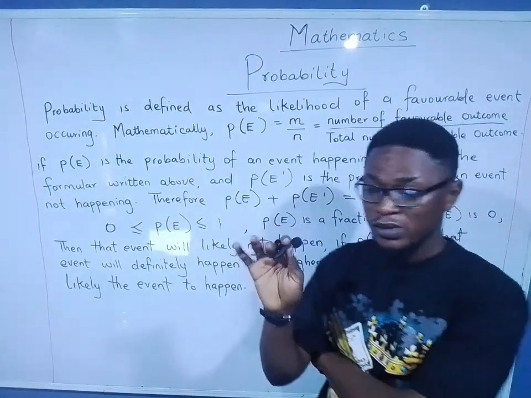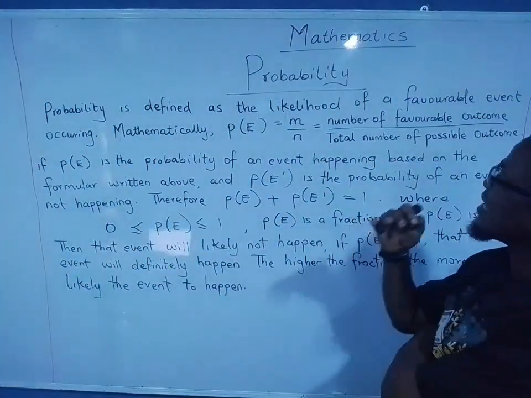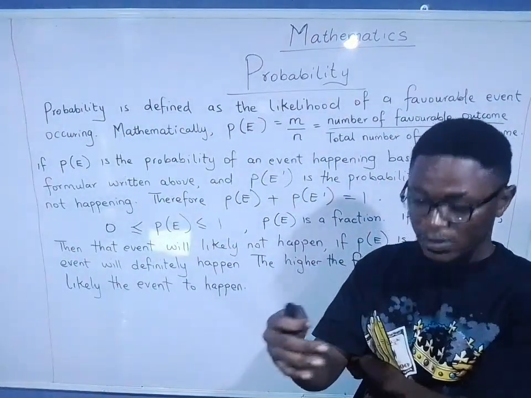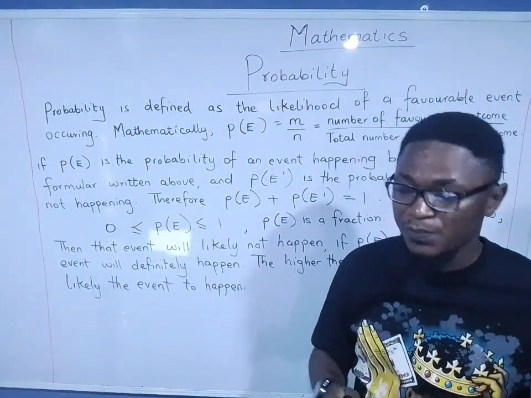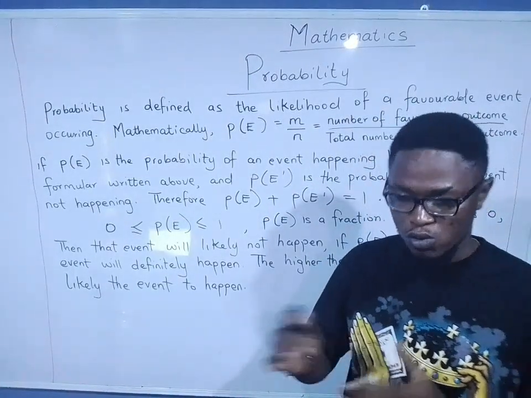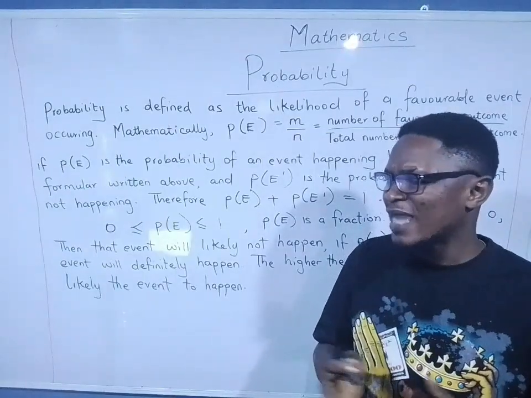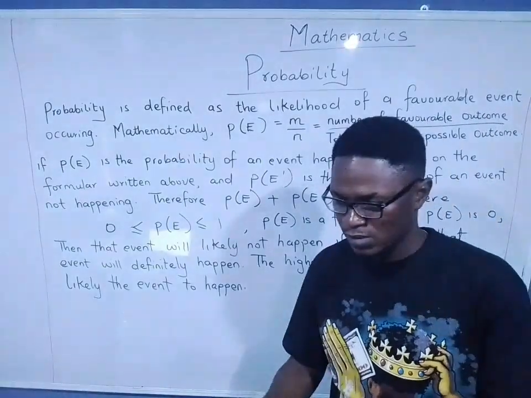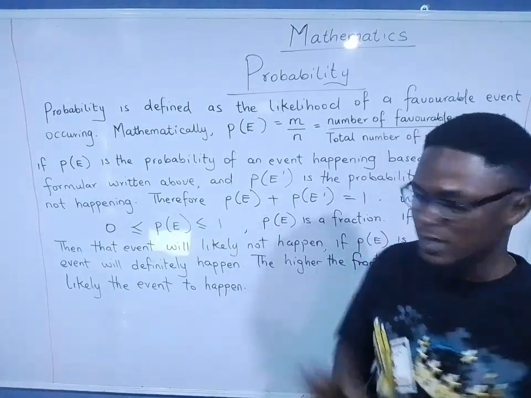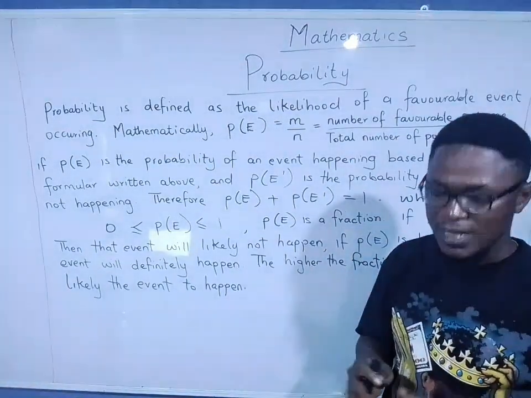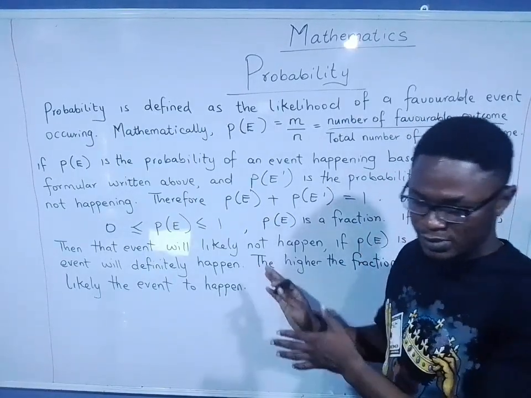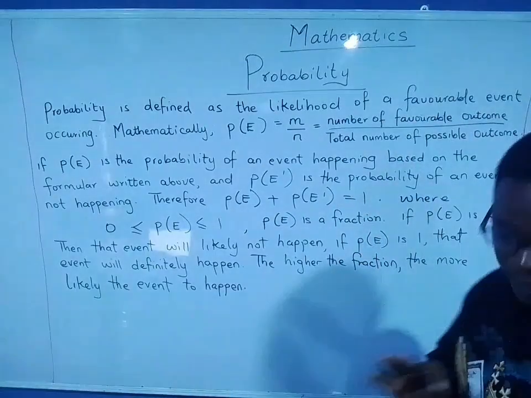So the definition I wrote on the board is, probability is defined as the likelihood of a favorable event occurring. In English you can say you want to know how probable an event is to occur, or what is the likelihood of Mr. Precious coming to class today, or what is the likelihood of something to happen. That is what we are calculating as probability. There are some things that are more likely to happen than others. We'll get to that in a bit. Do you understand that part?